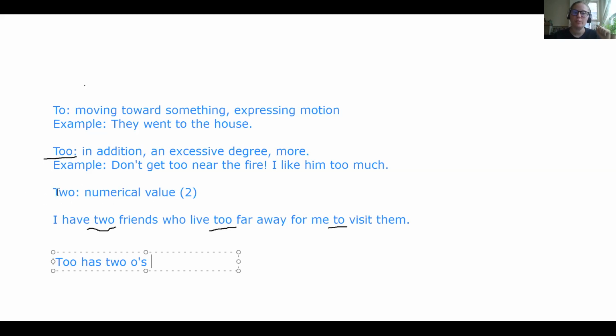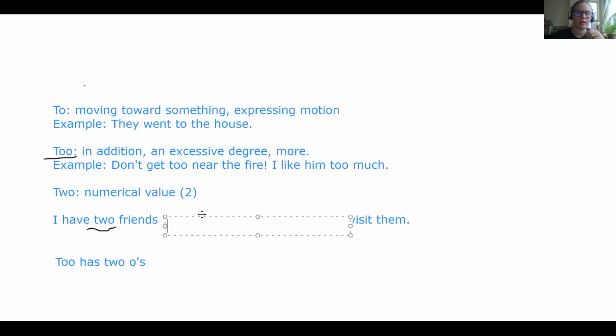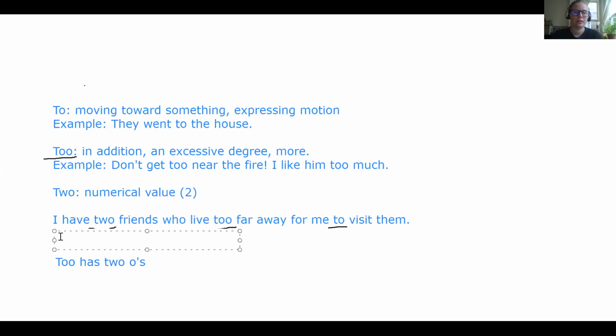And so usually people have an easier time because that W is very distinctive. And usually the context clues make it a lot easier to tell that it's a number we're talking about. I have two friends, right? If we said I have "to" friends, but we used TO, I'm having movement towards friends doesn't make as much sense here, especially in the context of the rest of the sentence, who live too far away for me to visit them.